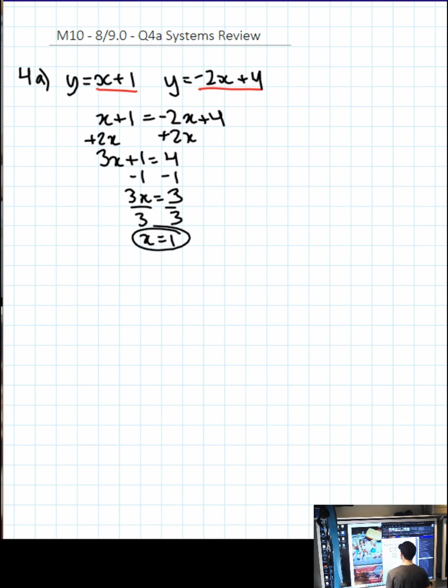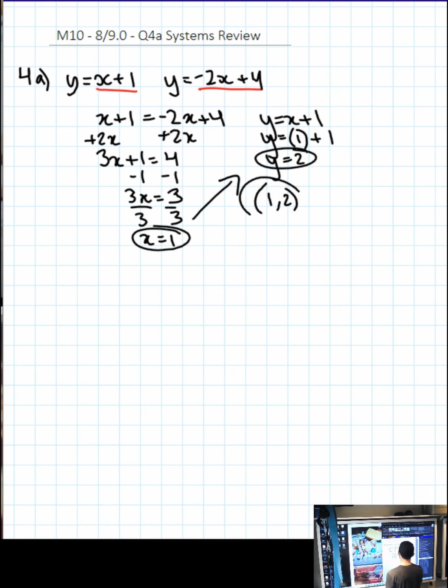Circle your answer. Now, we can take either of the 2 equations. Let's take the easier one, y equals x plus 1. And we can take 1, substitute for x, and find y. Y equals the 1 that we just figured out. Y equals 2. Circle your answer. Immediately write your intersection 1, 2. This question probably feels familiar.